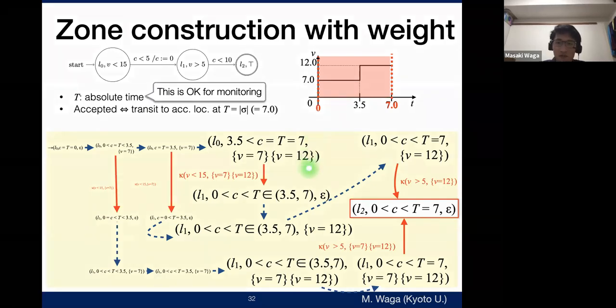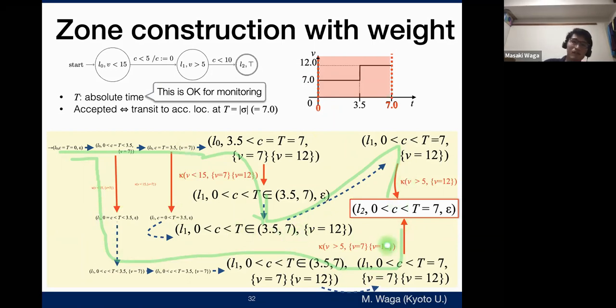Now we have several paths to the accepting location. For example, this is one path, but also this is another path, and this is another path. By accumulating all of these values over the paths, we can compute one value for this finite zone graph with weight.